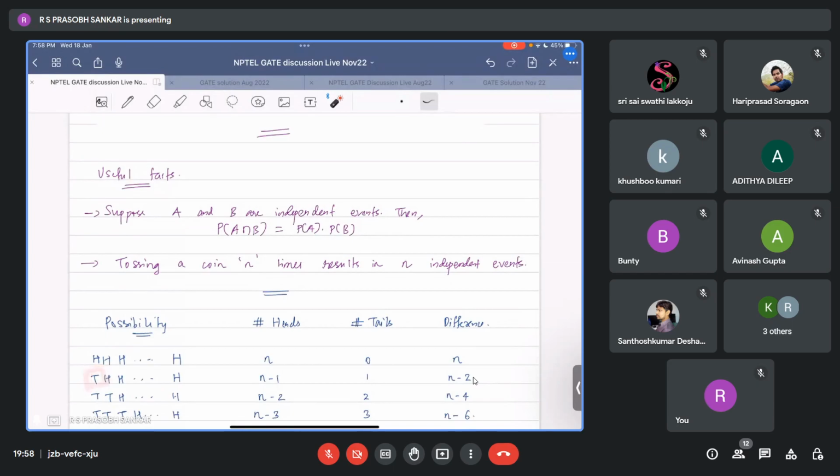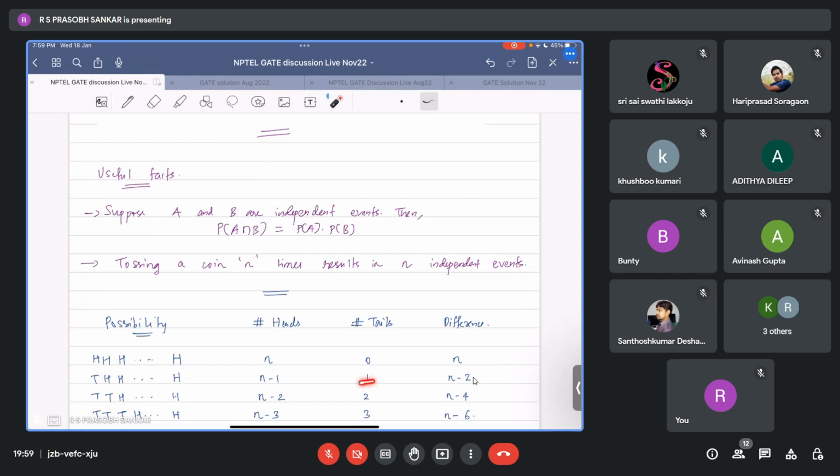The next possibility is that I have one tail and n minus 1 heads. So in this case, n minus 1 heads are there and one tail is there. So what's the difference? It's n minus 2. And this is just one of the possibilities of the same configuration. I could also have head, tail, head, head all the way here, or head, head, tail all the way here. All these different possibilities.